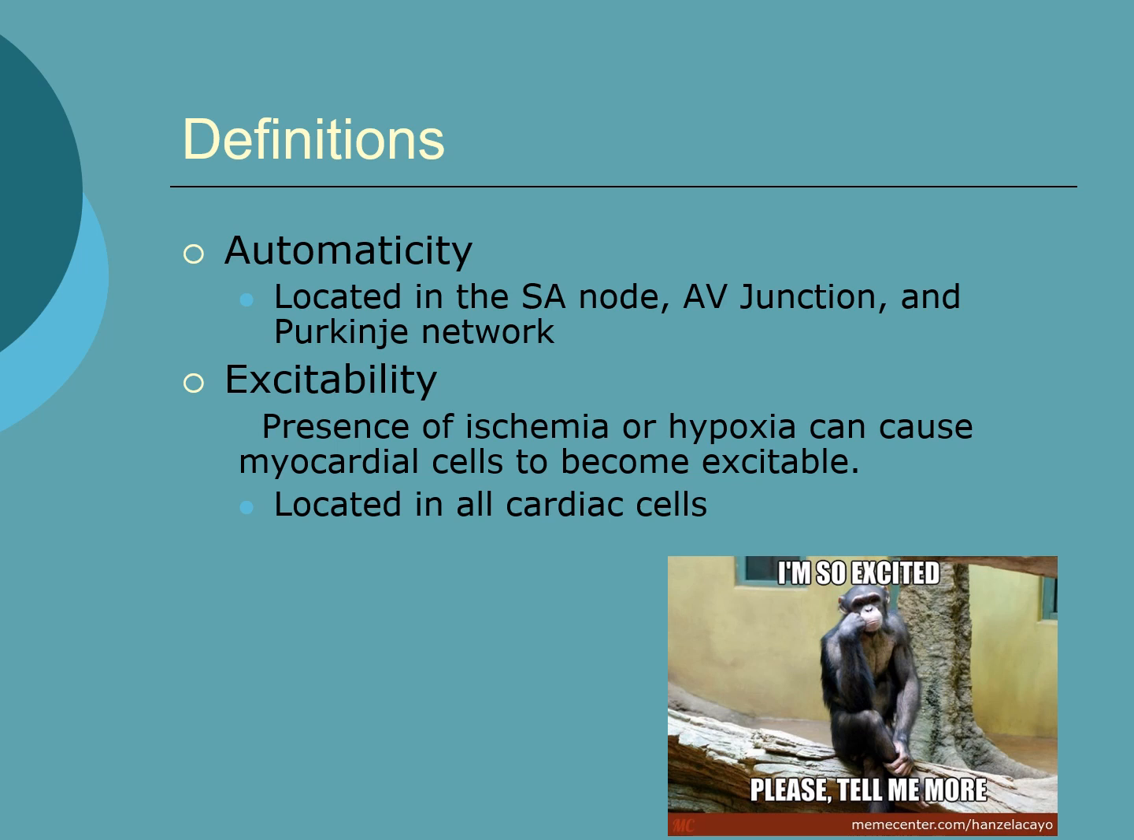The second definition is looking at cardiac excitability. This is where we look at the presence of ischemia and hypoxia that can cause the cells to become excitable. So these are located in all cardiac cells. And these are cells that can respond to stimulus or irritation.